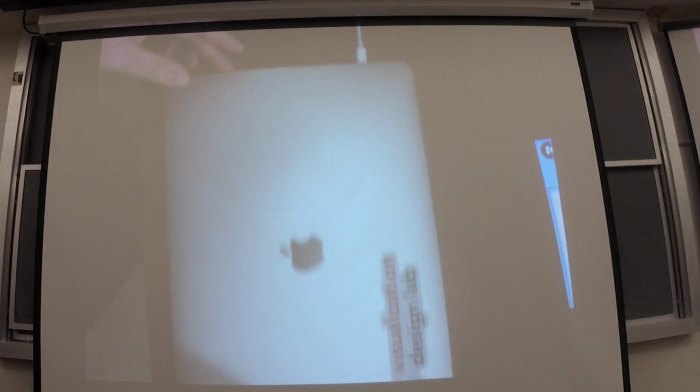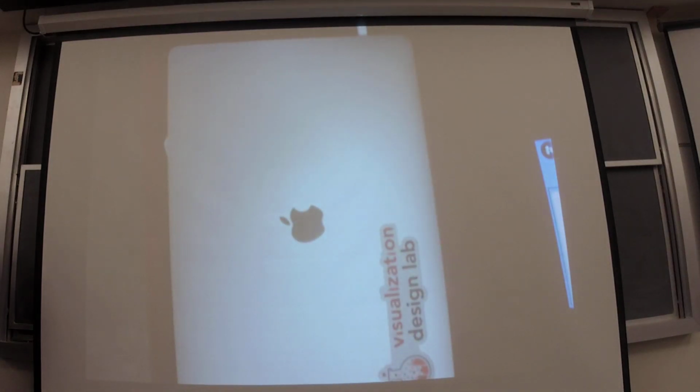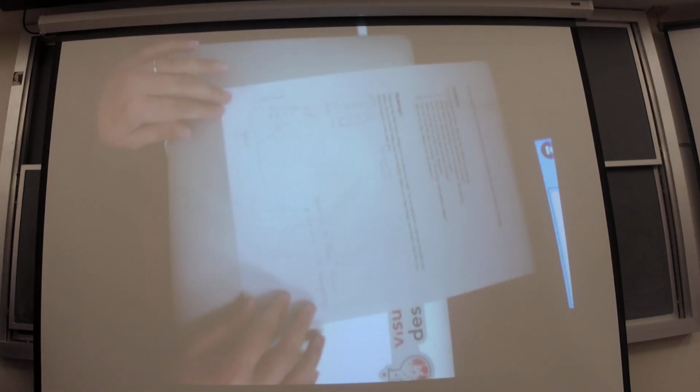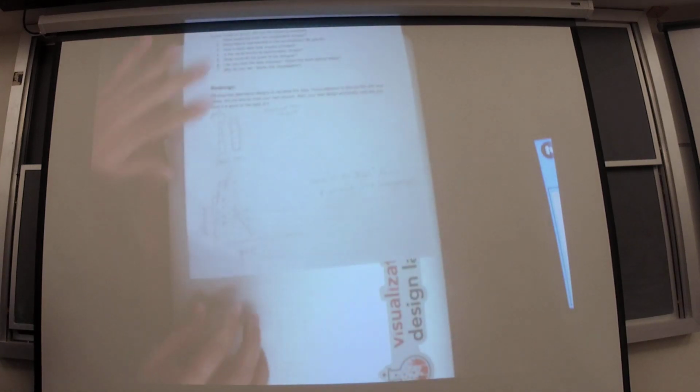Does this put it on the computer? You draw on top of your computer? What? Yeah.